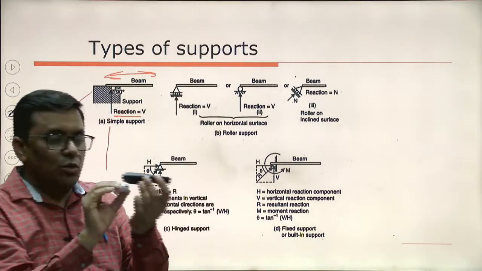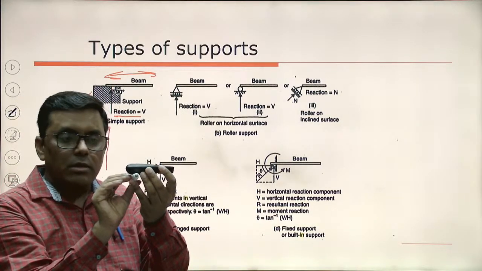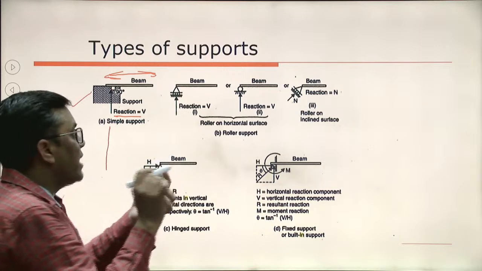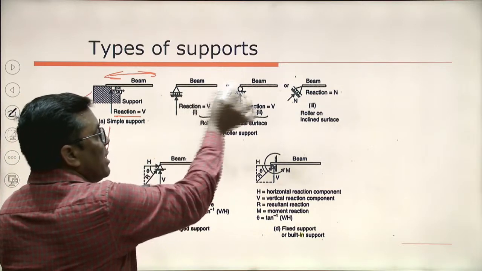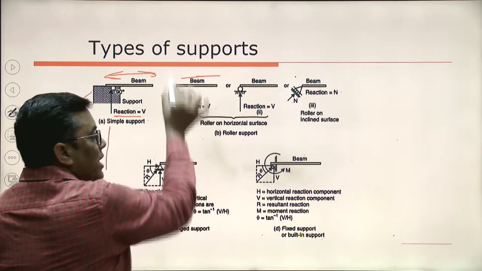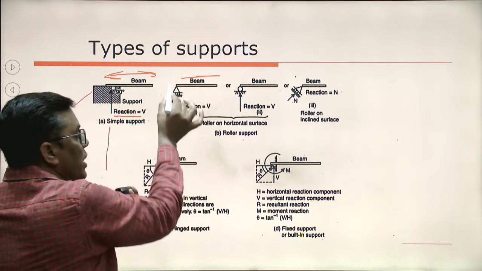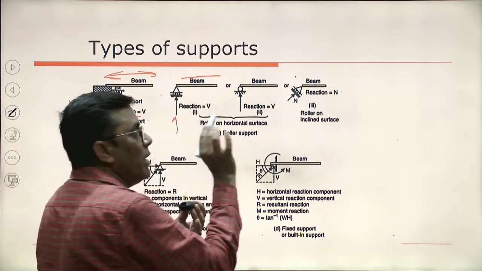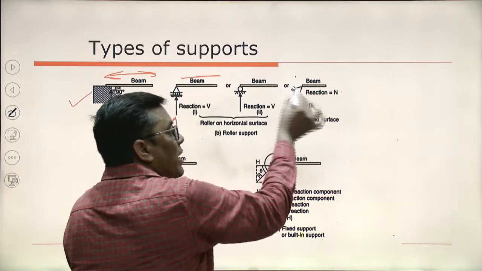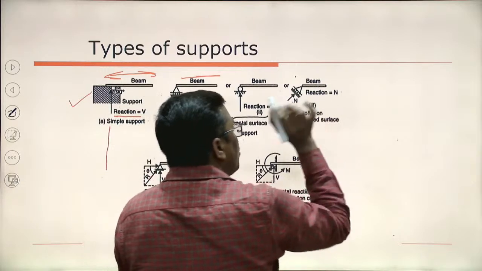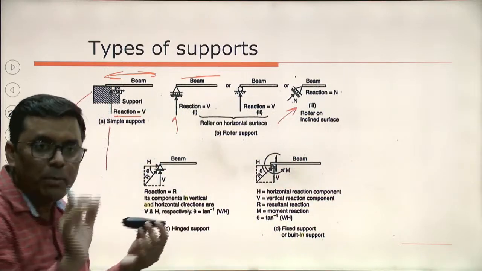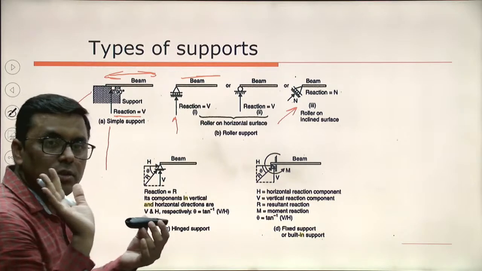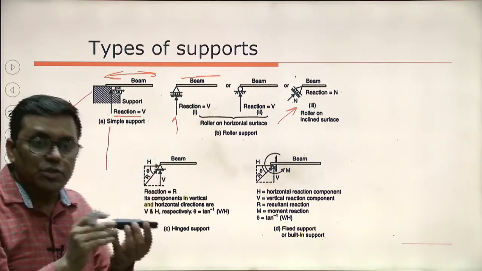Roller support, as I told, if I am putting the roller support in the beam, the restriction is in which direction? The beam is free to move in this direction, but its motion is restricted in this particular direction. So the reaction will be vertically upward. It is not necessary to be vertically upward. The plane on which the roller is lying, the reaction will be perpendicular to that plane. So it will be normal to that plane on which the roller is lying. Okay, clear.